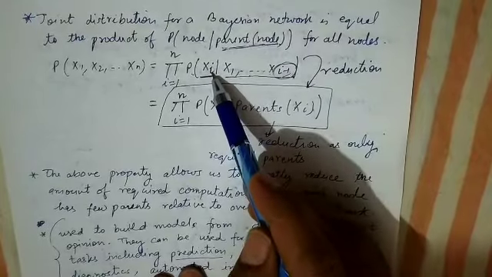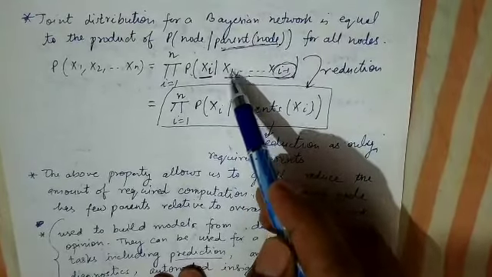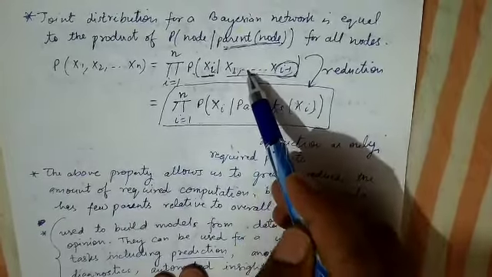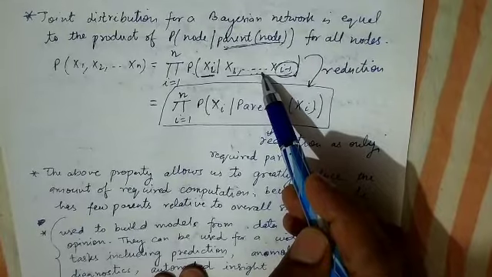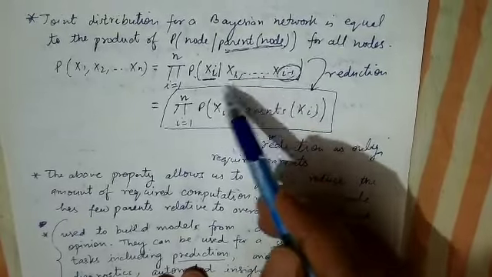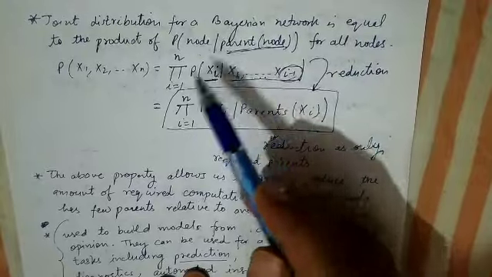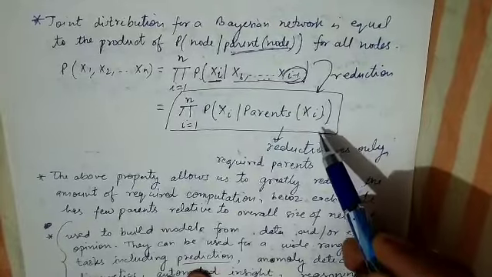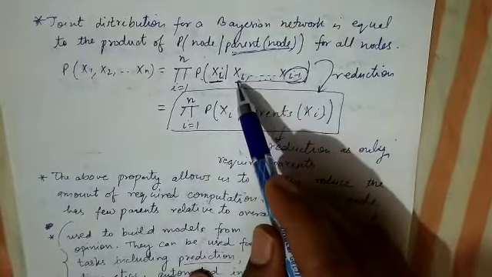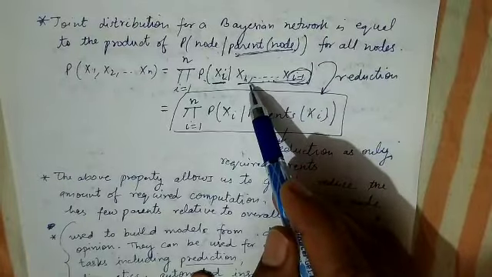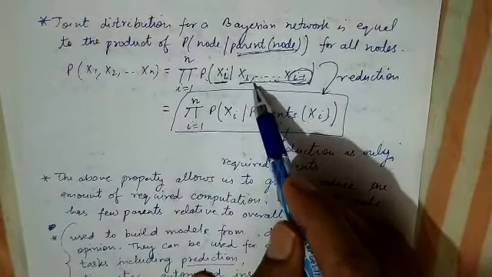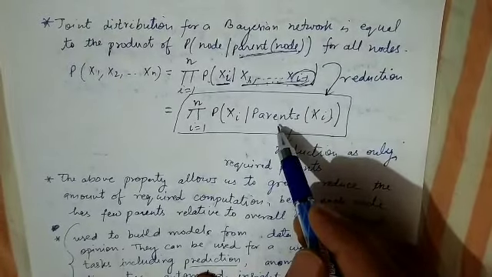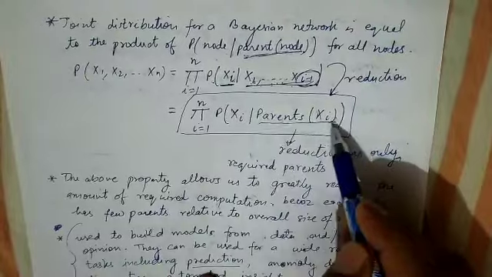So for x1 only x1 will be here. For x2, x1 and x2 both will be here. For x3, x1, x2, x3, all three will be here. So we calculate the individual subset probabilities, and then we find the product. Now just see how it can be reduced to very small probabilities. Instead of taking all the other variables x1, x2, x3, x4, x5 up to xi minus 1, we take only the immediate parents here.